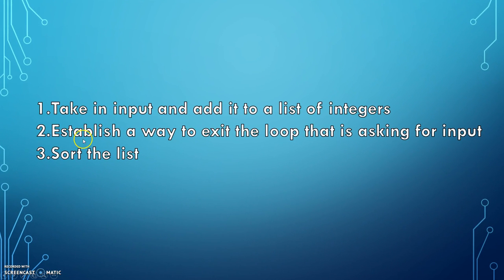So now we've done the first step of making a list. We've done the second step of finding a way out of a loop when we're ready to get out of the loop. And the last step is the actual sorting of the list.